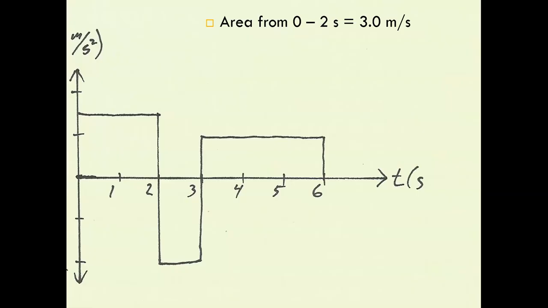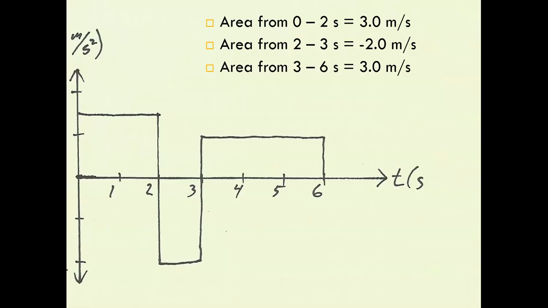-2 meters per second, because we've got a height of -2 and a base of 1 second. So we have -2 meters per second for the second area. The third area, we have a base of 3 seconds and a height of 1 meter per second. So the area is 3 meters per second. So at the end of 2 seconds, all I've got to do is add in the first area. I start at 5 meters per second. I add 3 meters per second, and I get 8 meters per second.